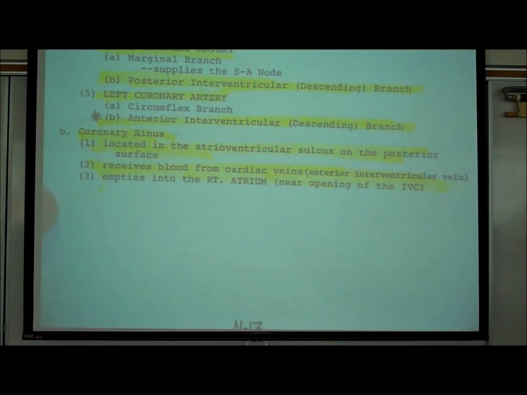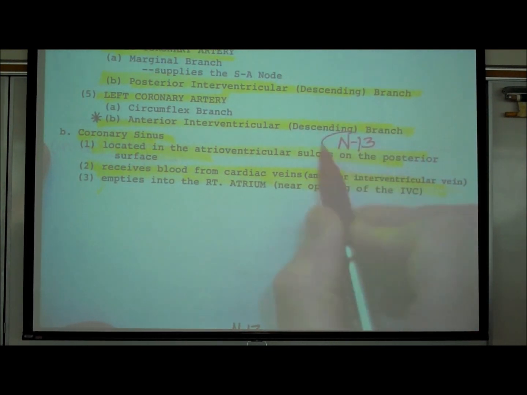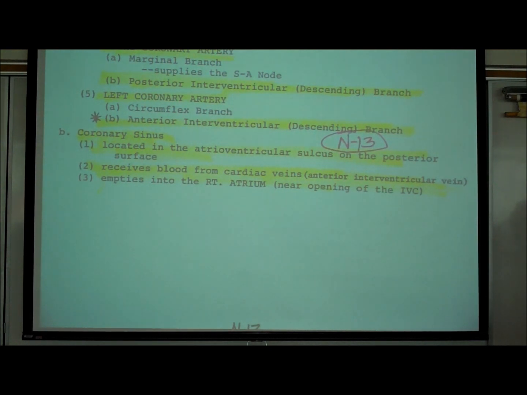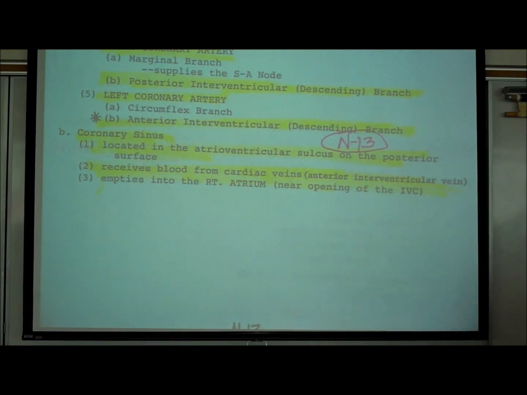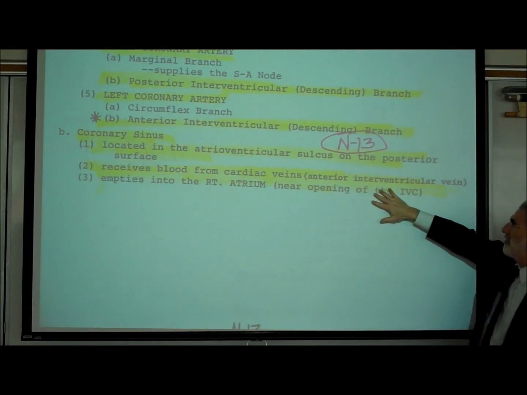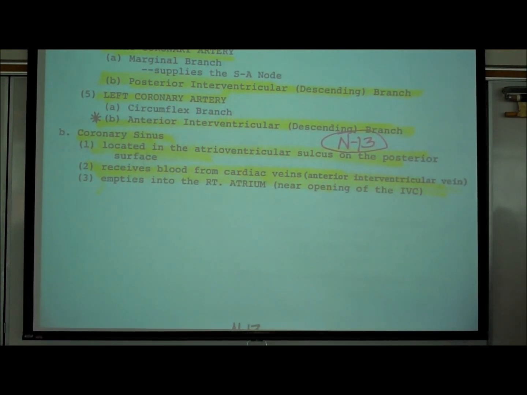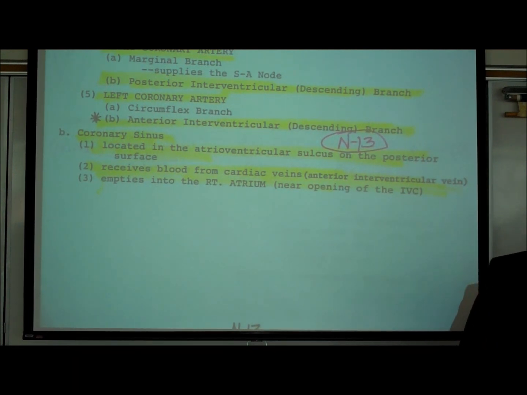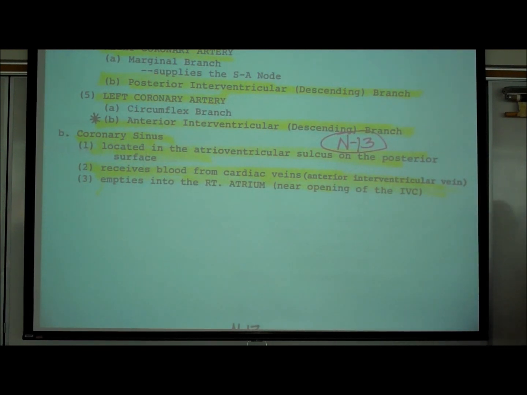Okay, and on the bottom of N13, the coronary sinus is located in that atrioventricular sulcus or coronary sulcus on the posterior or back side of the heart. It receives blood from cardiac veins and it empties, it flows into the right atrium, right near the inferior vena cava. All right, so that's what we've just been describing, the blood supply to the heart muscle itself.